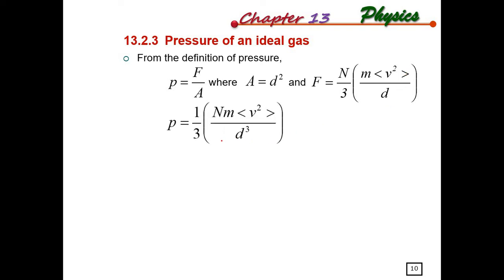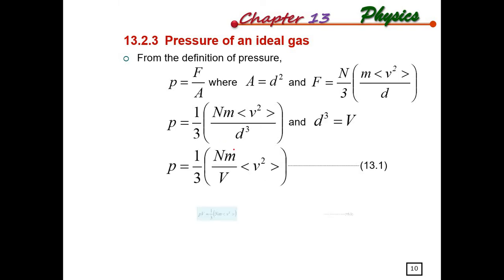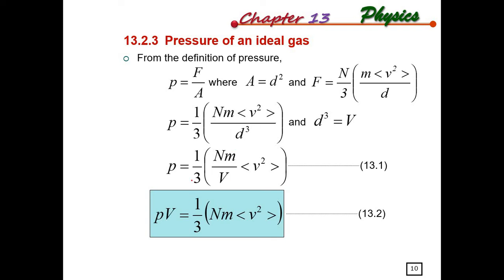By rearranging the formula, you can have this equation where P equals 1 over 3 times N, the number of molecules in the container, times m, the mass of the molecules, over volume, times the mean square velocity of the molecules in the container. So here we get the equation for the pressure of an ideal gas in the container. And then by rearranging, we can have PV equals 1 over 3 times Nm times the mean square velocity of the molecules in the container.